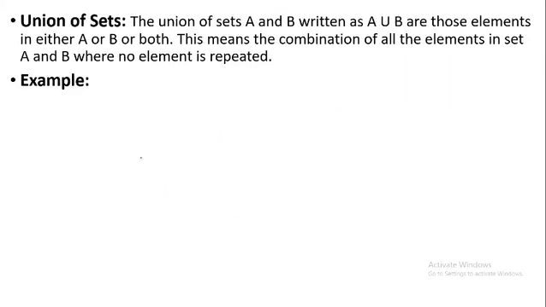Let us look at the union of sets. The union of A and B, written as A union B, are those elements in either A or B or both. What do we mean? That means the combination of the elements of sets A and B where no element is repeated. What are we saying?